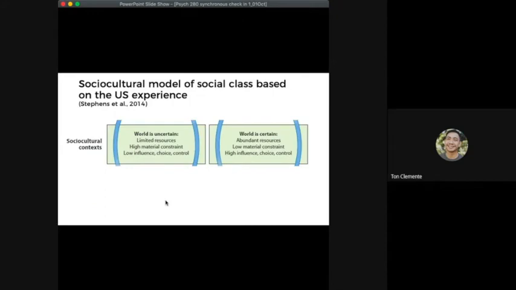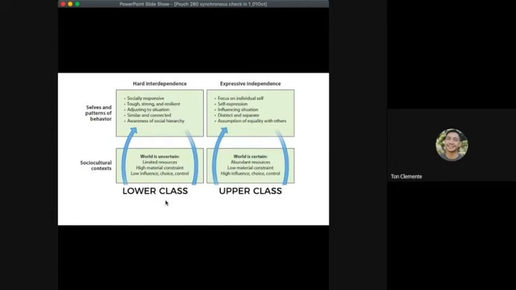This is their update on their model, at least based on the US experience, and this is something we might want to reflect on in the Philippines. In their model, if you come from the lower class, the world is uncertain for you. That is the kind of context you are dealing with. You have limited resources and a lot of constraints. I think I mentioned before that poverty is manifested in constraint, where you don't have much freedom and you feel there is low influence, choice, or control. As opposed to when you're upper class, where the world is certain for you. You can make plans. You don't need other people because you have a lot of resources.